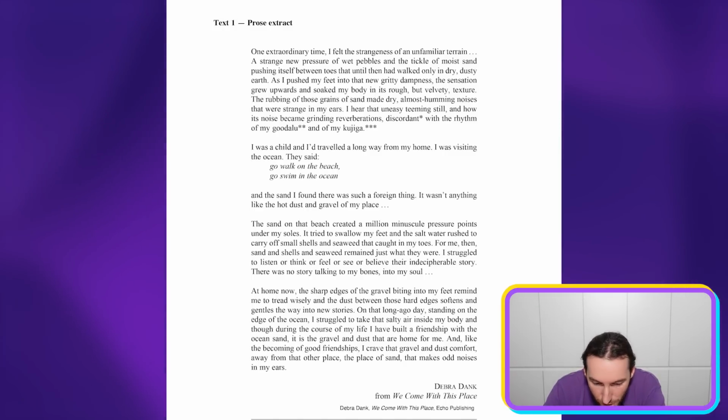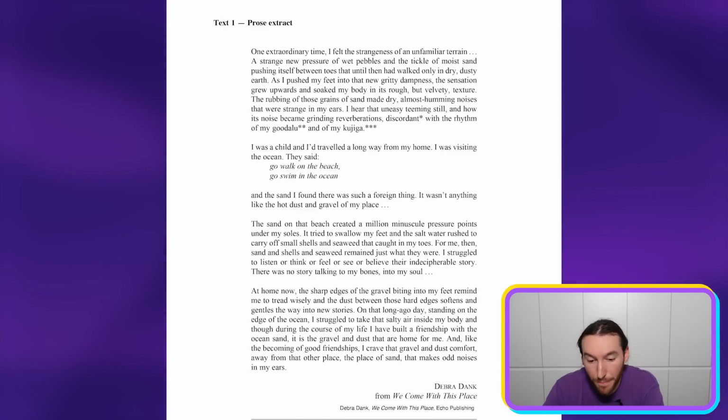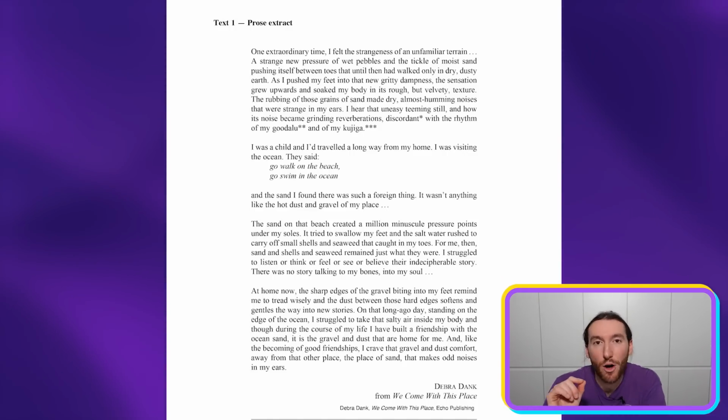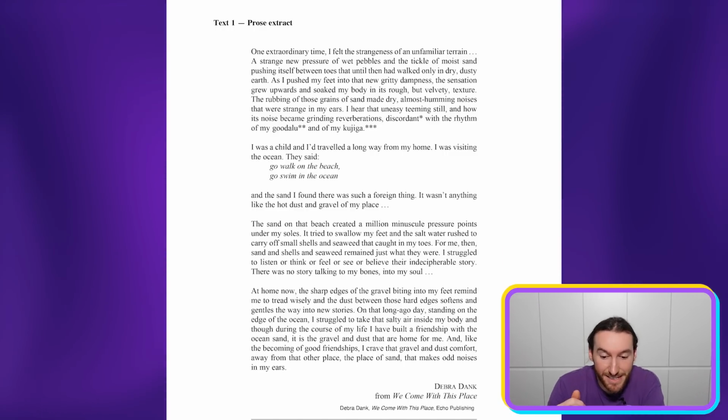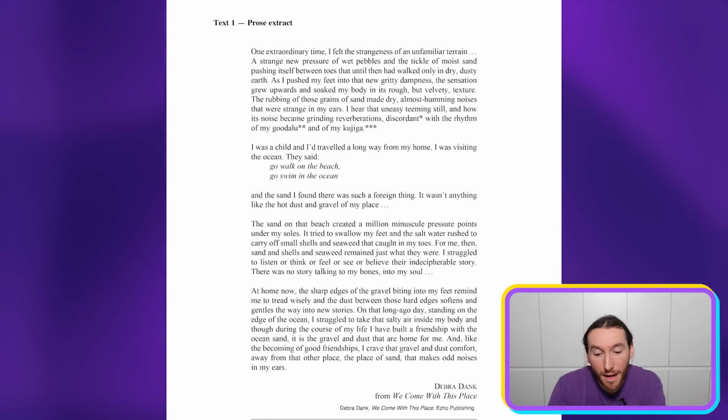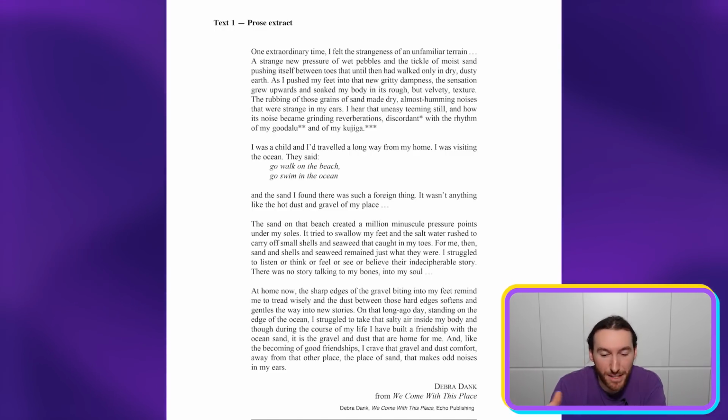It turns out that quote's all the way down here at the end. "And like the becoming of good friendships, I crave that gravel and dust comfort away from that other place, the place of sand that makes odd noises in my ears." See, what we can see there is this person, this character, the speaker, doesn't feel comfortable. I mean, it says they feel comfortable with the dust and gravel, but they don't feel comfortable with the strangeness of the ocean environment, right? The place of sand, the beach.